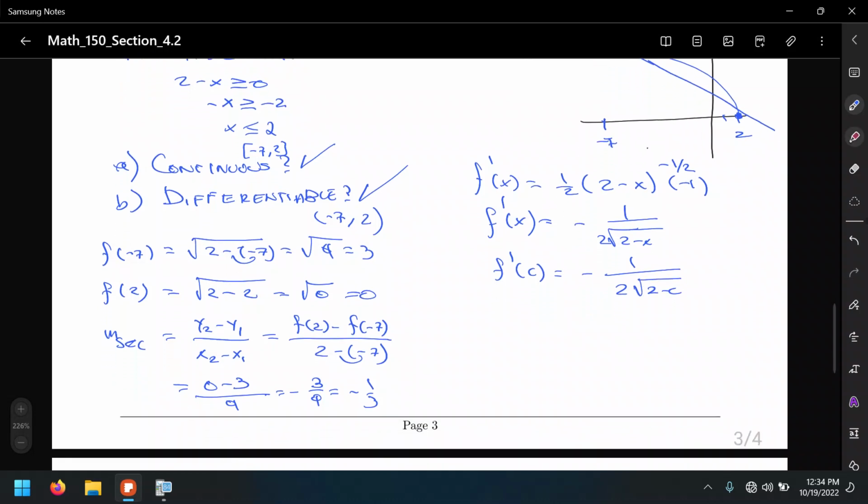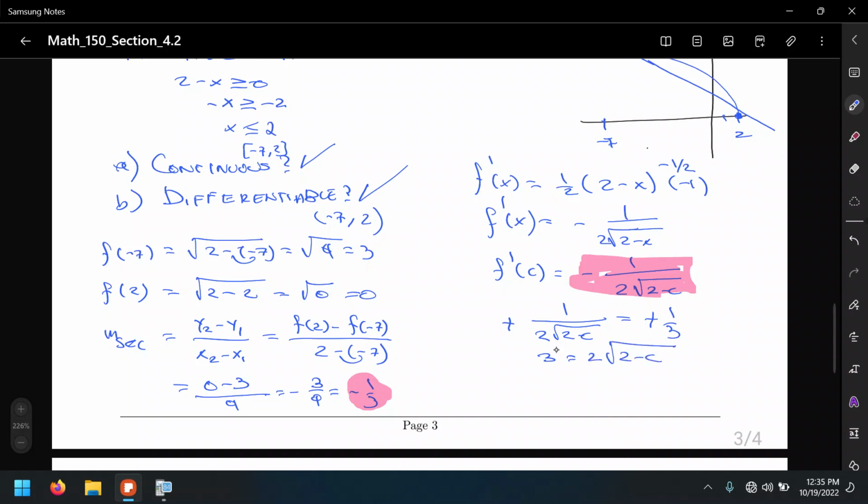Alright, so we're going to set the slope of the tangent equal to the slope of the secant, to find that value of c that will give us a tangent line with the same slope. So this is negative 1 over 2 root of 2 minus c equals negative 1/3. To solve this equation, let's cross multiply. Also, we can change those minuses into pluses. So that's going to be 3 equals 2 square root of 2 minus c.